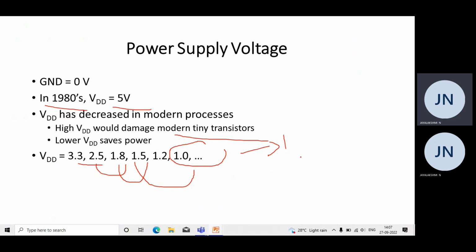So the value of ground is 0. In power supply voltages, you need to remember 2 points. The value of VDD is 1, but in earlier days, its value was 5. As the days went on, its value decreased to 1. And the value of ground is 0.